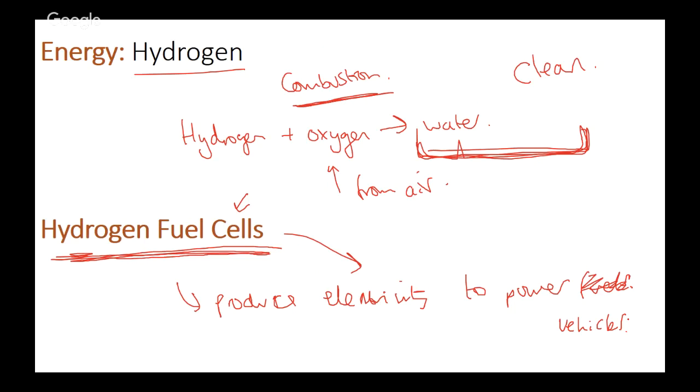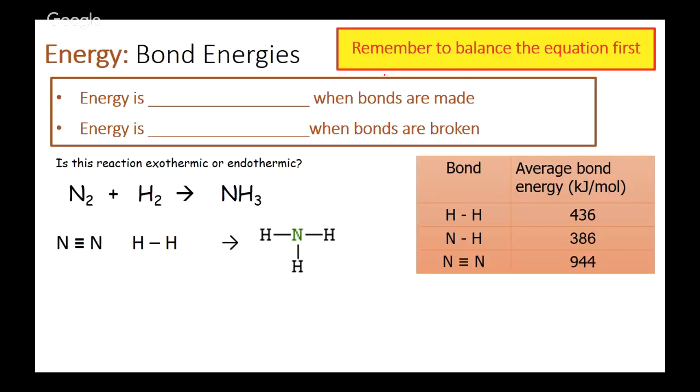Next bit then on energy is bond energies. So there's this in the box here, you really need to remember to fully understand this. So energy is released when bonds are made. Okay, that's conceptually quite difficult to understand, but energy is released when bonds are made. This is a little bit easier to take. To break bonds, you need to take energy in. So energy is taken in or absorbed when bonds are broken.